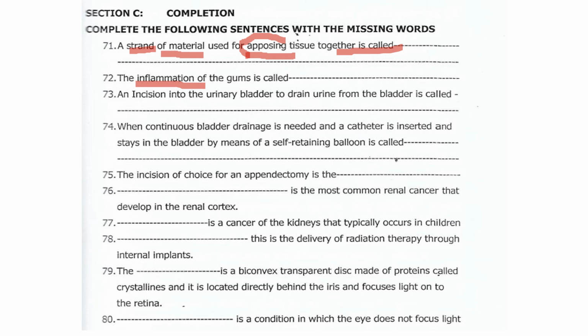It says an incision into the urinary bladder to drain urine from the bladder is called. So the answer, according to the nature of the question, is cystostomy. That is the answer. This is also called suprapubic cystostomy. That is the other pronunciation.